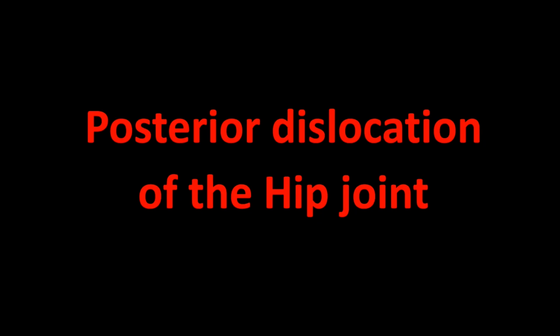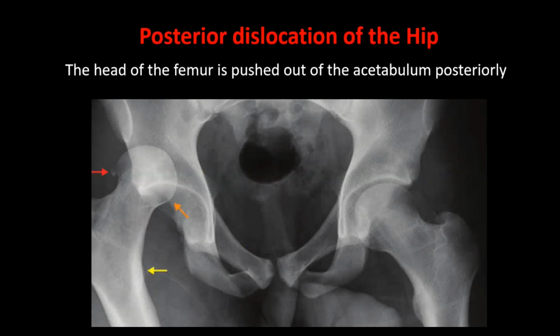So let's discuss the posterior dislocation of the hip joint. As you can see here in the image, the head of the femur is moving posteriorly. Whenever the head of the femur is pushed out of the acetabulum posteriorly, it is known as the posterior dislocation of the hip.